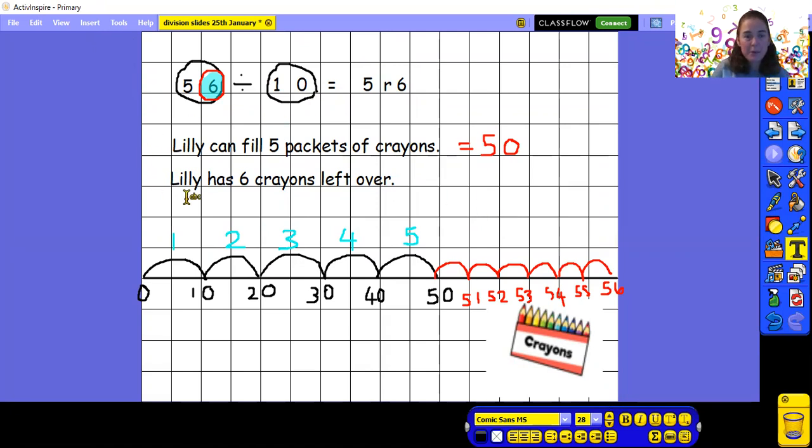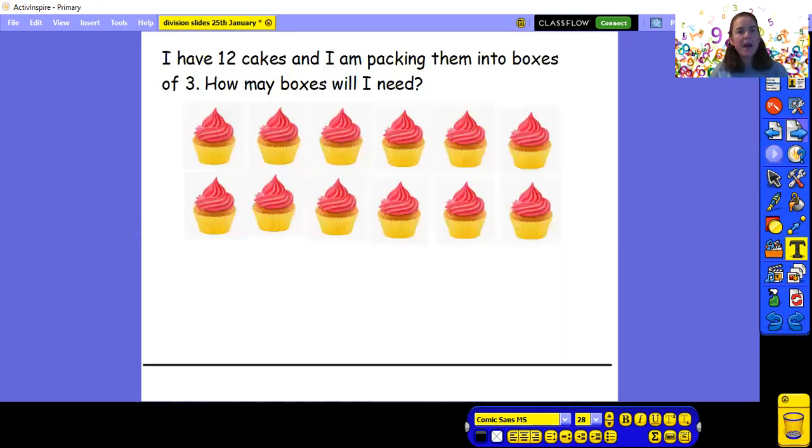This is the most important part, is writing your answer out in words. Well done. Okay, so let's do another one together. I have 12 cakes and I'm packing them into boxes of 3. How many boxes will I need?